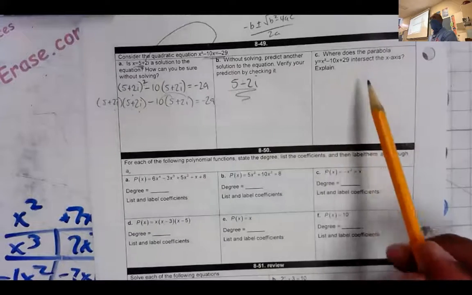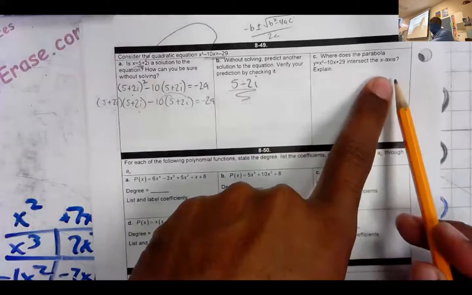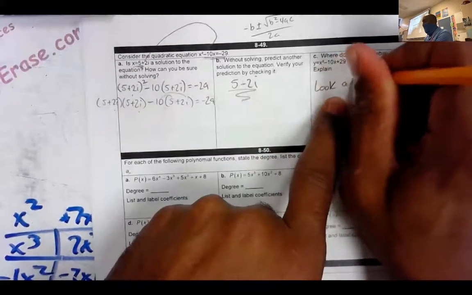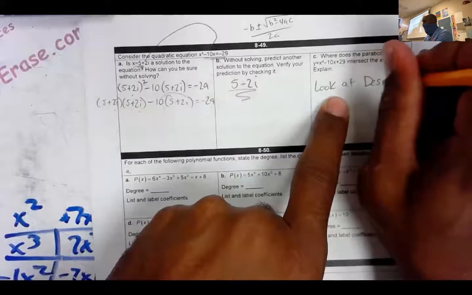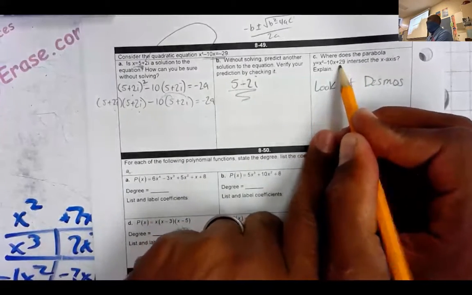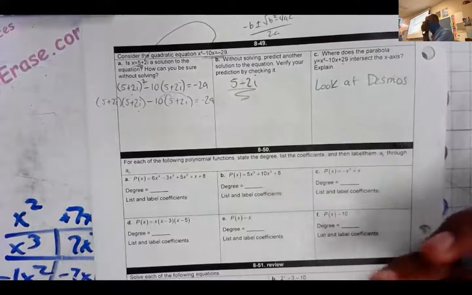Okay, this last one here, where does this equation intersect the x-axis? What I want you to do on this one is look at Desmos. So go to Desmos, plug that in, and see what you get. Again, it's asking where does it cross the x-axis? So just answer the question after looking at Desmos for that one.